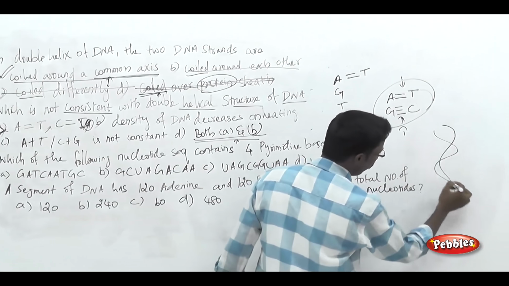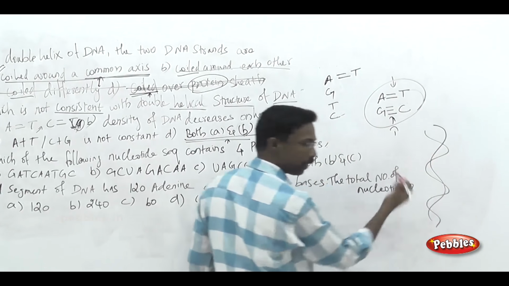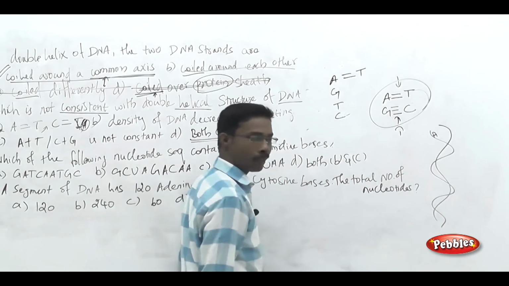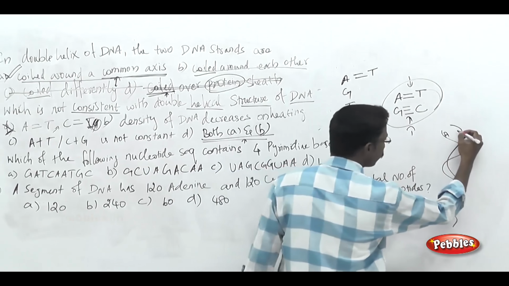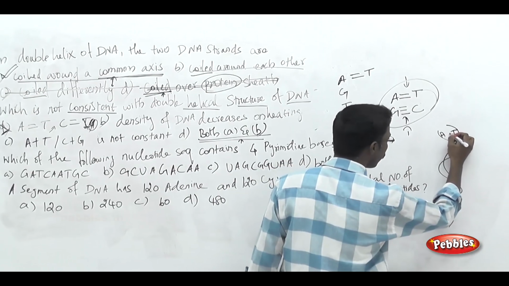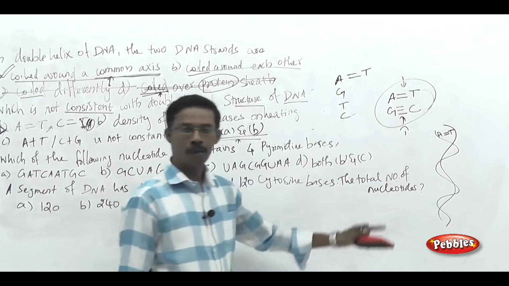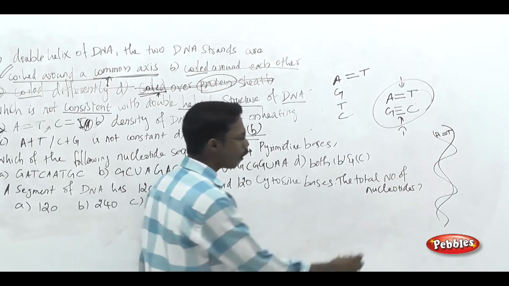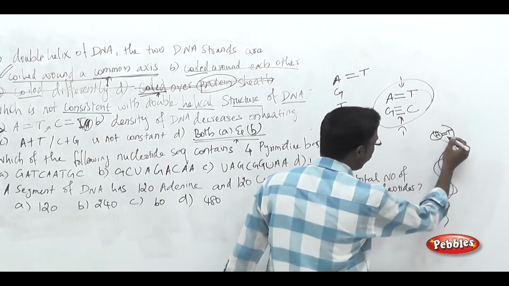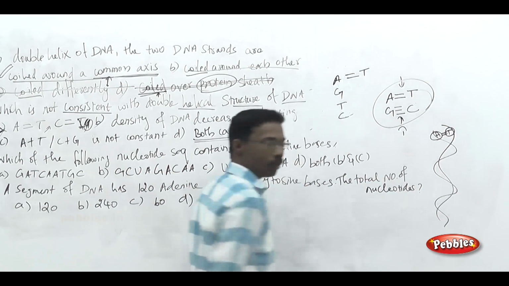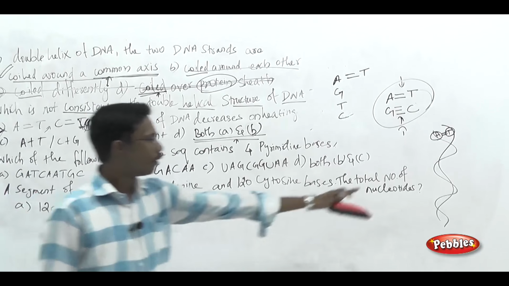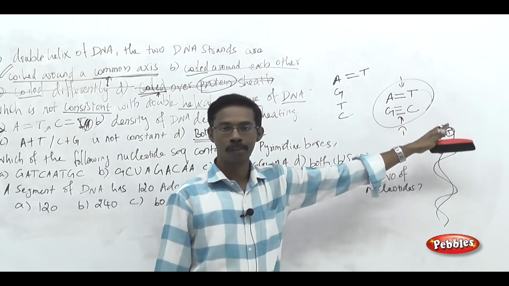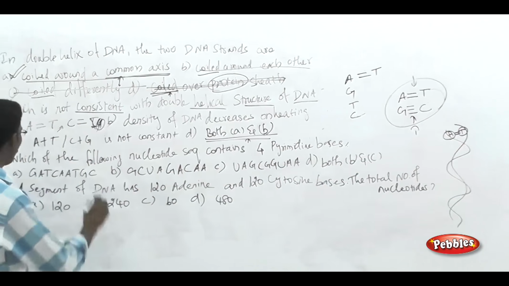This is a double helical nature, a double stranded structure. In one strand, if adenine is present, the opposite strand must possess thymine; then only will it make a hydrogen bond. So while counting, the number of adenine is always equal to the number of thymine, and the number of guanine is always equal to cytosine. This is what you have to remember.